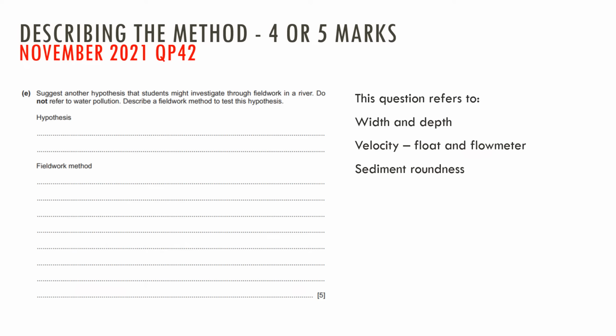So this was a common question that came up. This is a very nice question that came up in 2021. Describe a fieldwork method to test this hypothesis. You write a hypothesis and you talk about a fieldwork method. This question refers to the width and depth of the river, the velocity, and sediment roundness, but you could also look at other factors as well, like gradient and things like that.